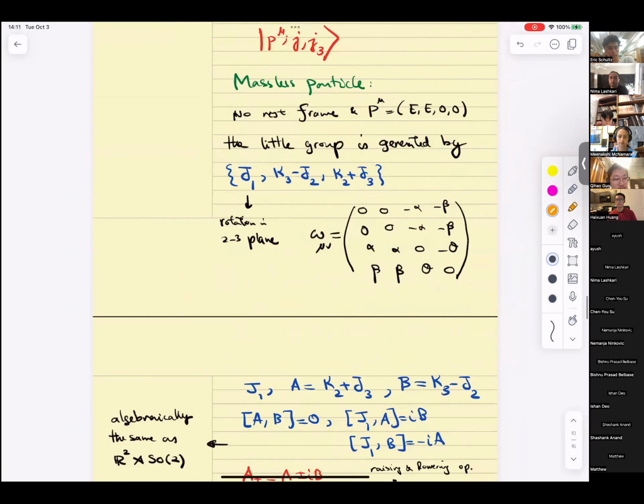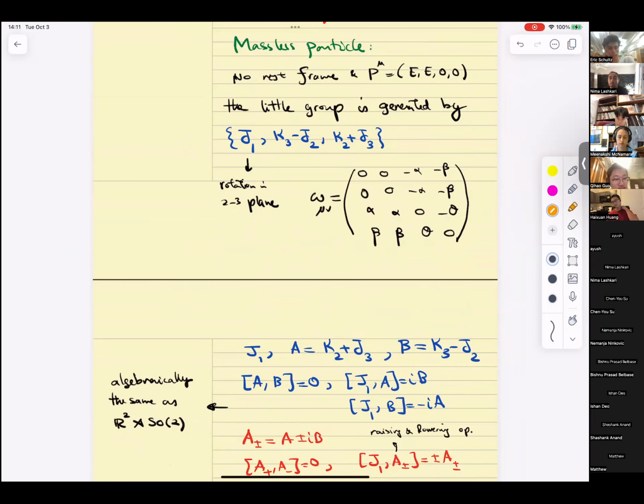Okay, what if the particle is massless? Well, if you have a massless particle, you don't have a rest frame. There's no such thing as a rest frame, but you could always put the vector p^μ in the following canonical form. So you basically make the spatial component of your four-vector along, let's say, p1.